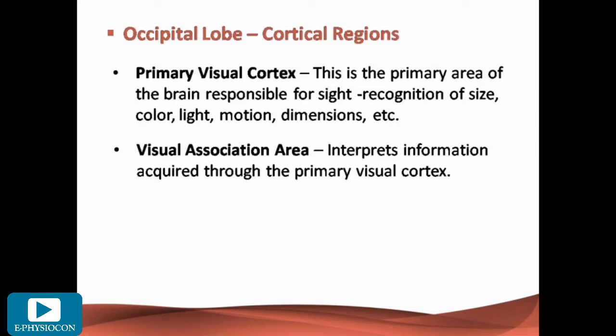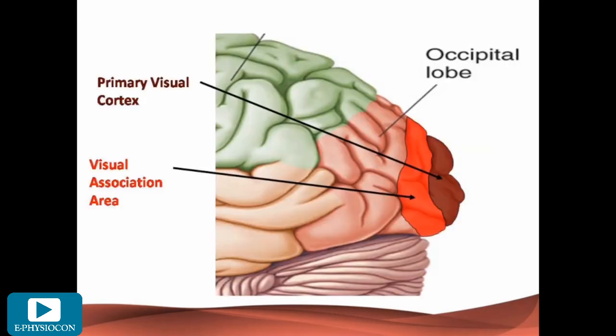There is one more area, which is known as the visual association area. It interprets information acquired through the primary visual cortex. In this picture, you can see in the occipital lobe there are two areas: the primary visual area, or primary visual cortex, and the visual association area.